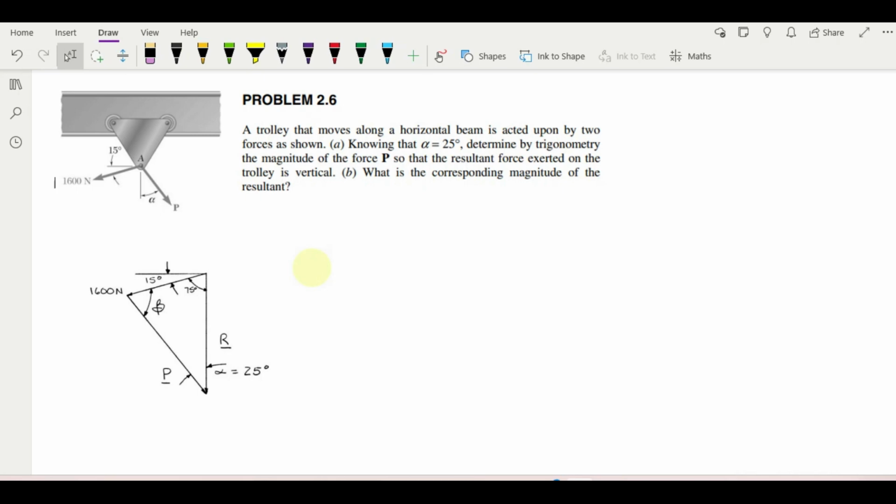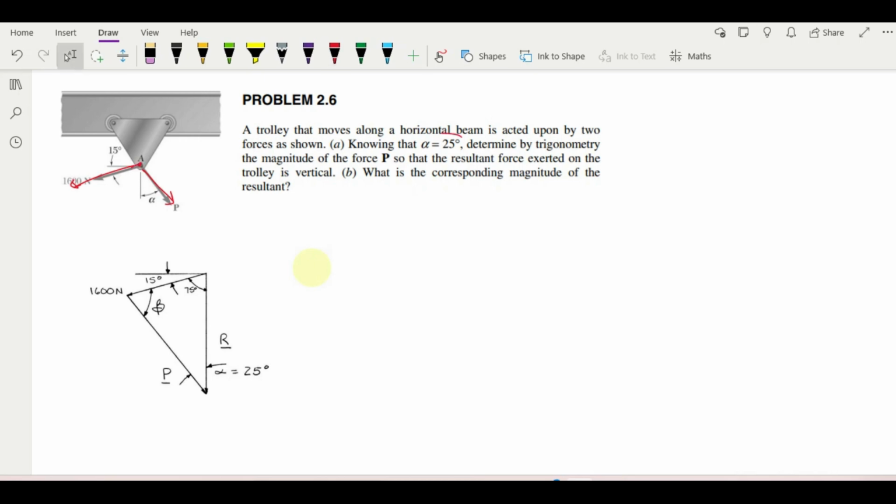Bismillahirrahmanirrahim. A trolley that moves along a horizontal beam is acted upon by two forces as shown. These are the two forces. This is A and this is 1600 Newton. These two forces are acting on this trolley, on this point A.